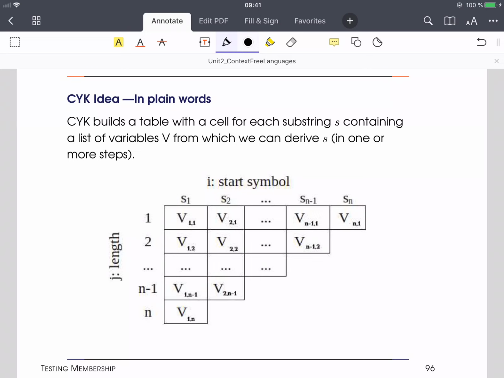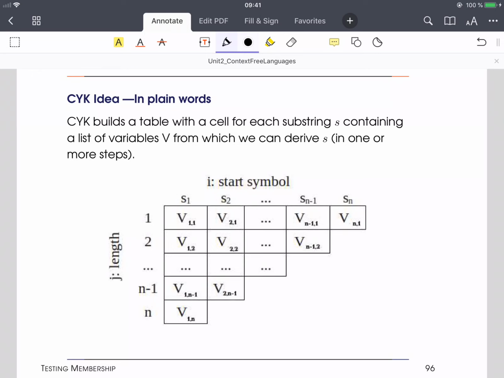So what we do in CYK is to fill this table with variables. In each cell we write the variables that generate the substring that corresponds to that cell.